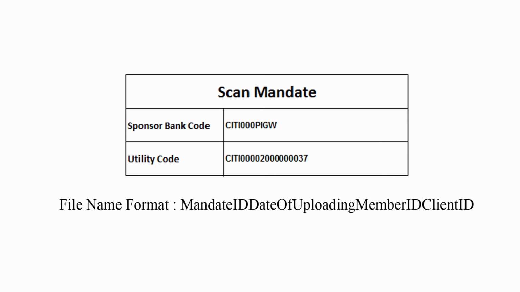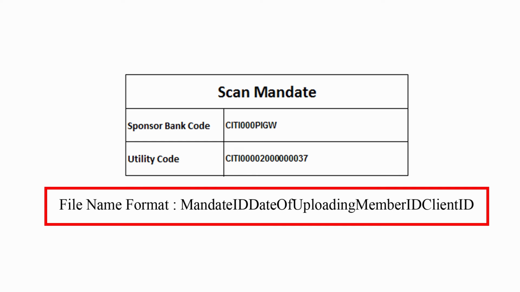Also, when you are scanning the mandate and sending it across to us, you would need to name the file as the mandate ID first, then the date on which you are uploading the image. The third detail is the member code and the fourth detail is the client code. These details need to be filled up in sequence without any gap.